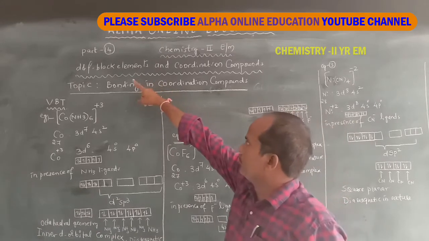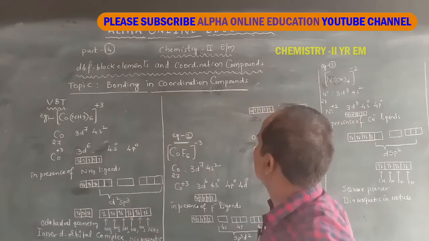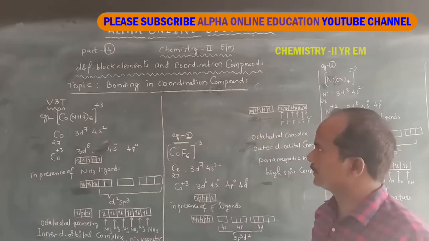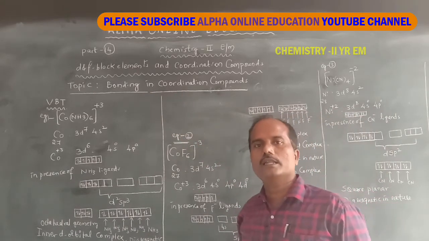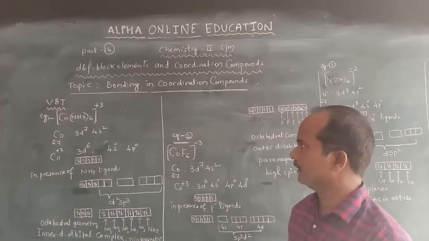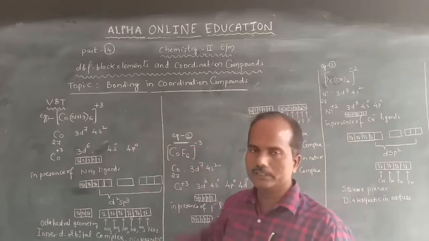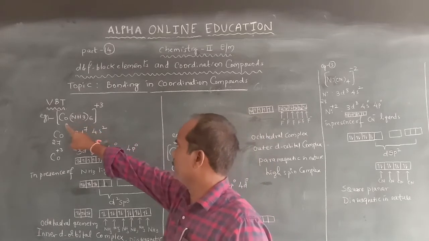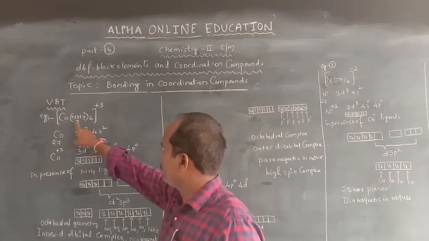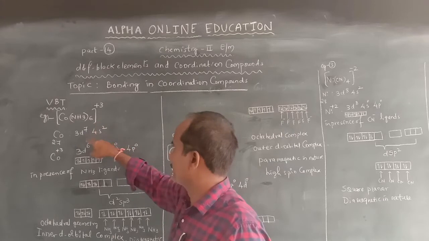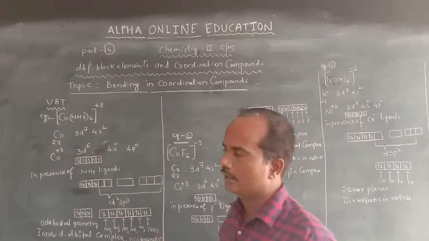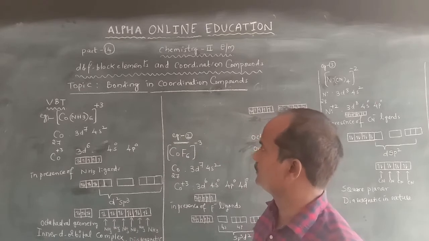Our unit is d and f block elements and coordination compounds. Our topic is bonding in coordination compounds. Let's apply the valence bond theory to coordination compounds. The first example for VBT is [Co(NH3)6]3+, the hexaamminecobalt(III) ion.